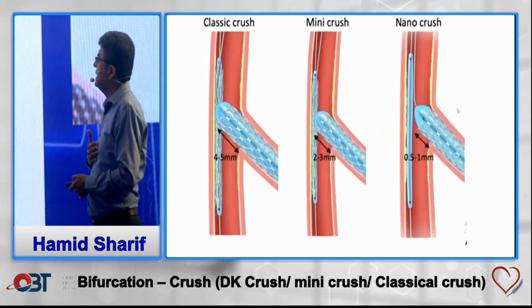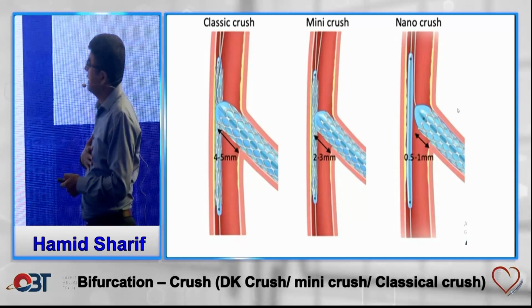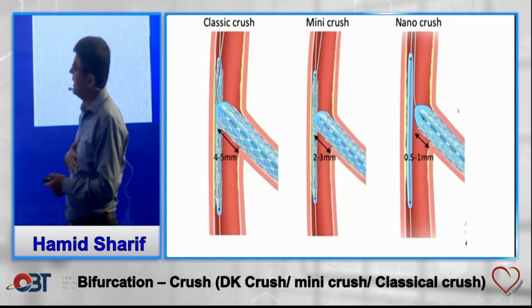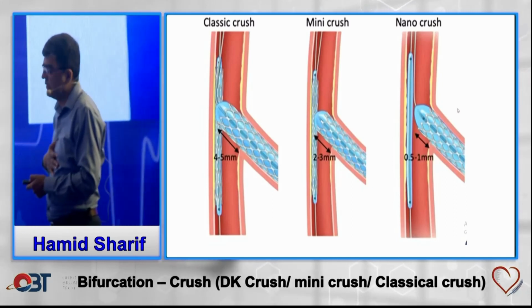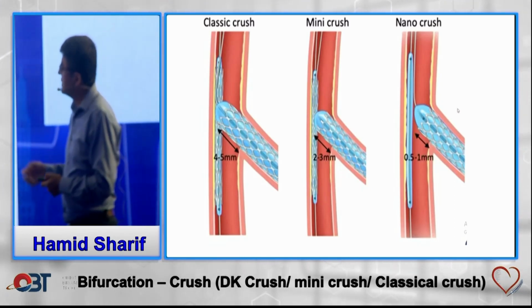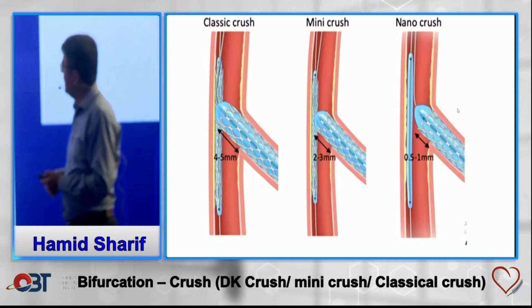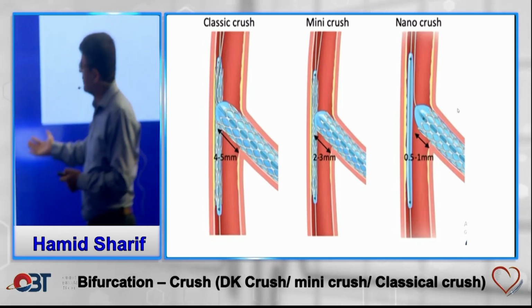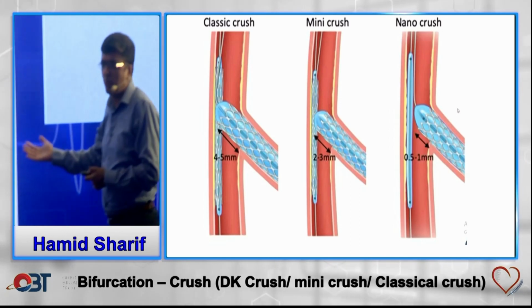Now let's see what's the pitfall. So these are the things. As I said, in the classical crush, we have 4 to 5 millimeter protrusion of the main branch, and then over a period of time we had improvements. In mini crush, we have 2 to 3 millimeter protrusion, and we have now nano crush as well, in which we have minimal protrusion of 0.5 to 1 millimeter.